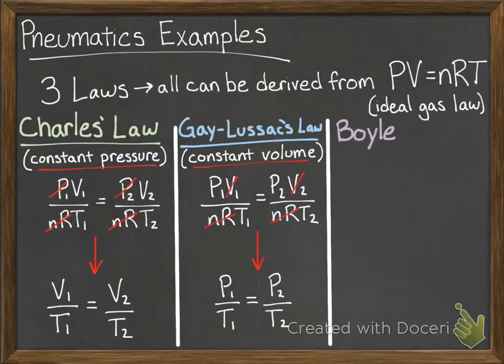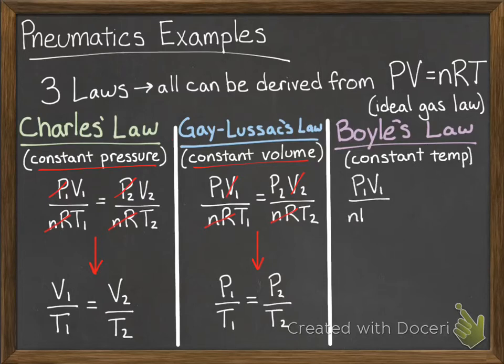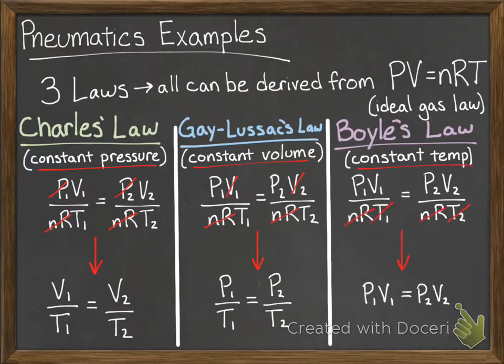Last one, same concept. We've only got one property left, and that's constant temperature. So Boyle's law looks very similar to the others, at least when we start. We cross out n and R, cross out the T's, and we are left with P1 times V1 is equal to P2 times V2. So here we are, these are our three laws, and these equations are what you're going to use to solve problems involving pneumatics.